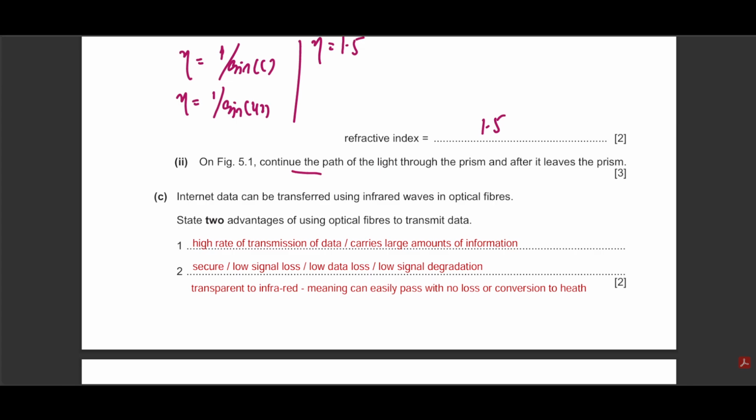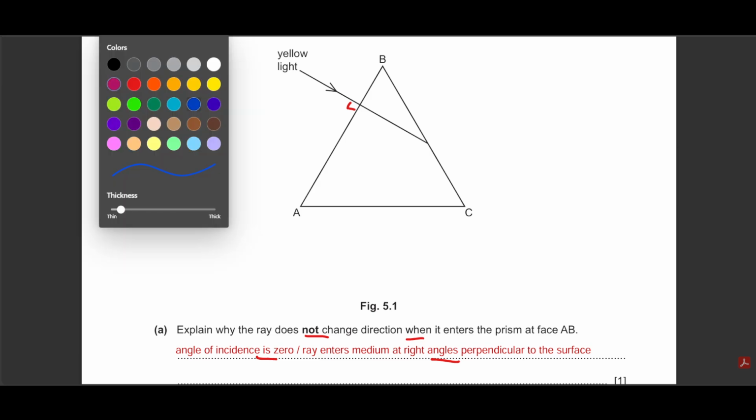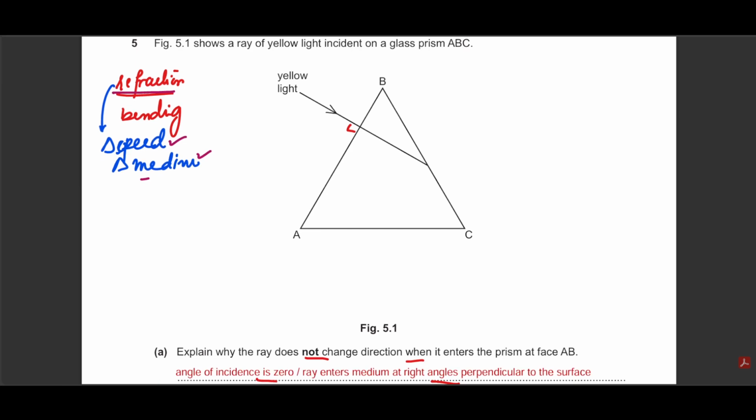He says continue the path of the light ray. Now, it's a 3-mark question. It may not be as straightforward as you might think. If you're tempted to draw this light ray out of the medium, I would suggest whenever you're tempted to do that, first draw a normal and then make a decision whether this light ray is going to exit or is going to stay inside. You see, this is a dense medium right now. So whenever light exits a dense medium, you have to be careful about its trajectory.